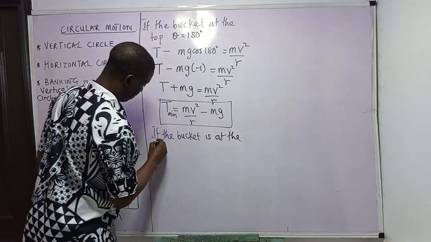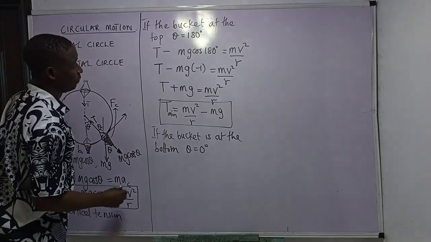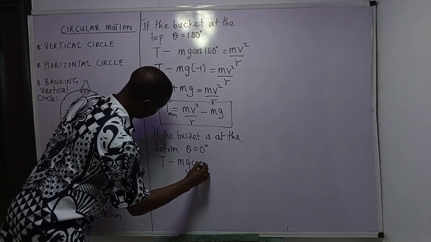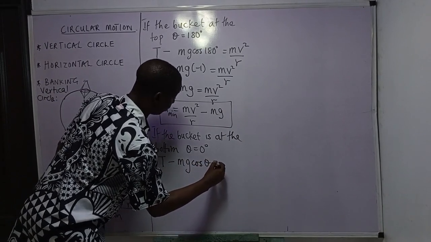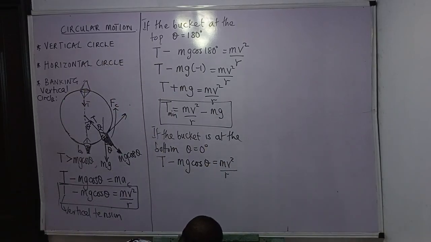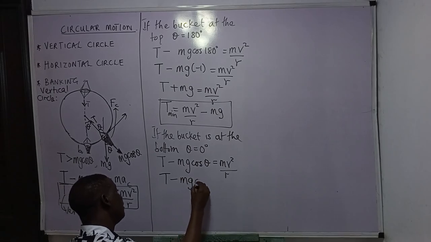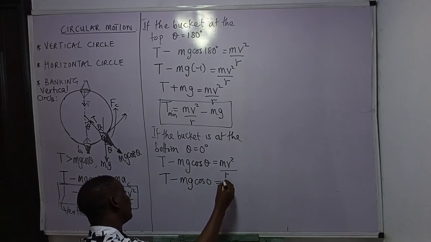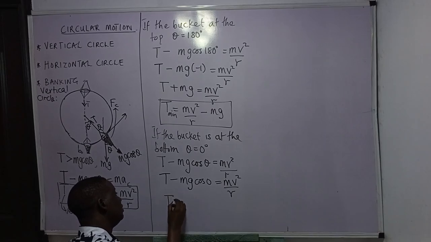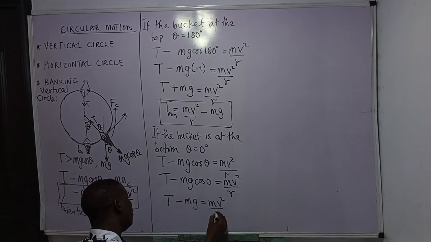At the bottom, bottom means theta equals what? 0 degrees. What happened? We have T minus mg cos theta equals mv square over r. So if you put theta equal to 0, T minus mg cos 0, cos 0 is 1, equals mv square over r. So we are going to have T minus mg equal to mv square over r.